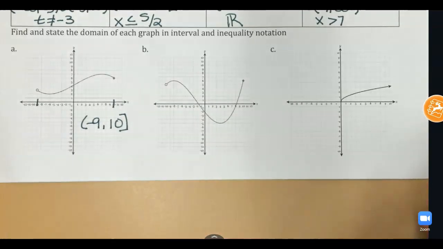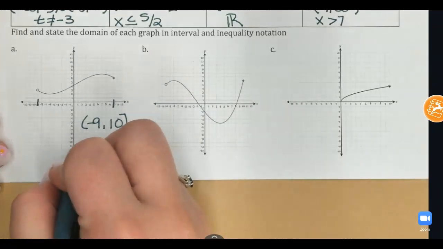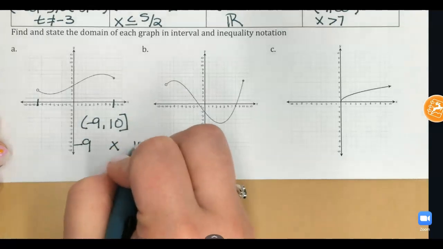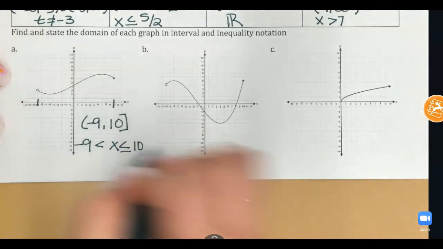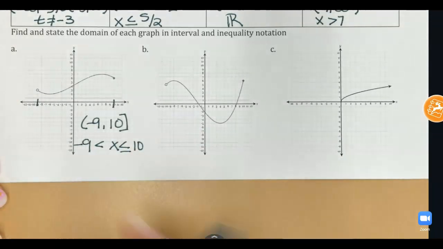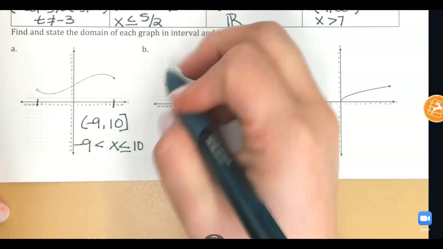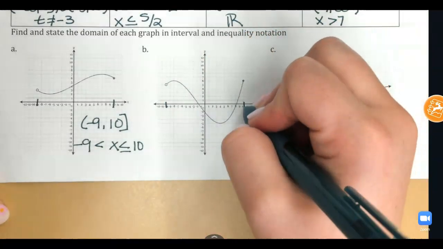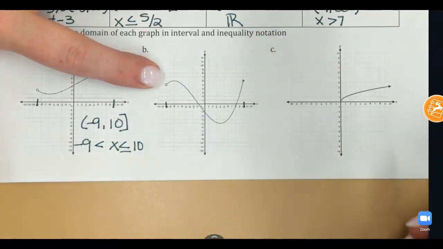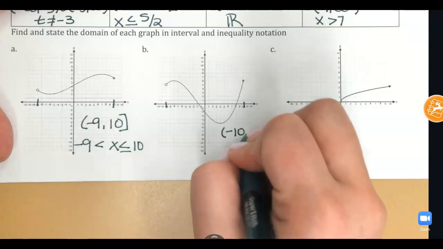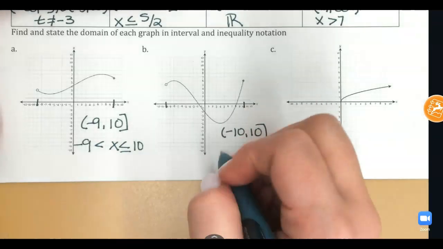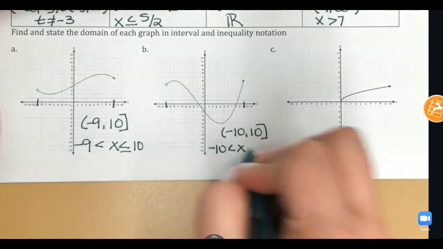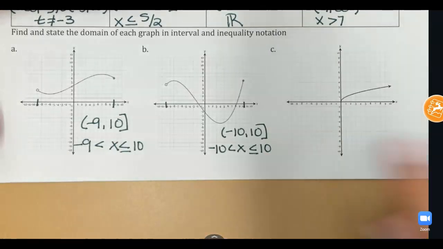For inequality notation, this is going to look like a compound inequality, -9 < x ≤ 10. This one does not get an underline, again, because of that open circle, but this one does. And again, we're going from smallest to greatest values. On B, this one's going from -10 to +10. Again, I'm just looking at my x values. Open circle means parentheses, closed circle means bracket. And then -10 ≤ x ≤ 10, this one gets an underline, again, because of that closed circle.